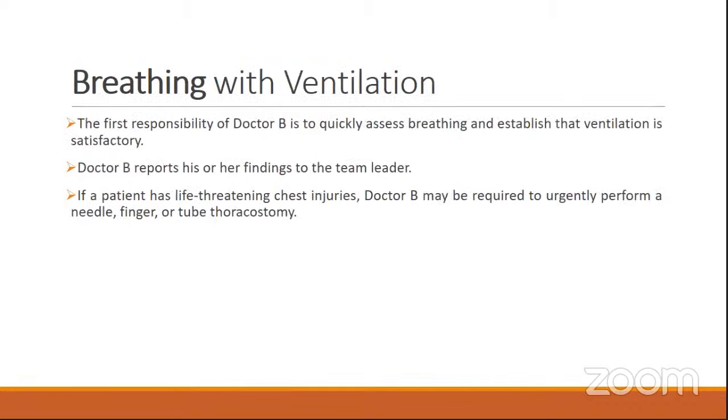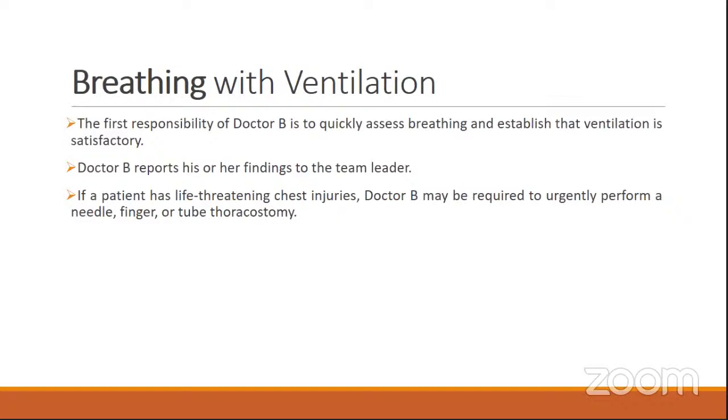So now, the next part is B, that is breathing with ventilation. The first responsibility of Dr. B is to assess the breathing and establish whether ventilation is satisfactory or not.